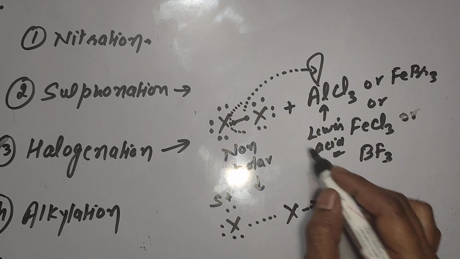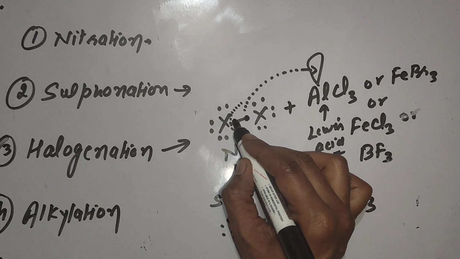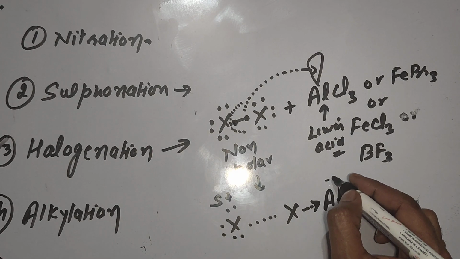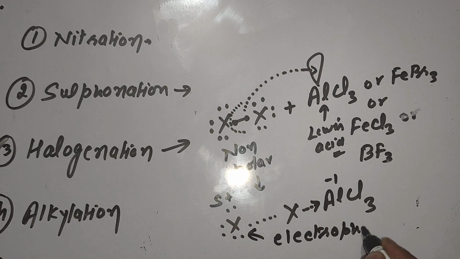And aluminium is getting an extra electron. One electron X will keep with itself and one electron it will transfer toward aluminium. So aluminium is getting one extra electron, that's why a -1 charge will develop over here. Look at this. This X is now positive. Positive particles are electrophiles. In this fashion, electrophiles are generated in halogenation. Now let's go for alkylation.